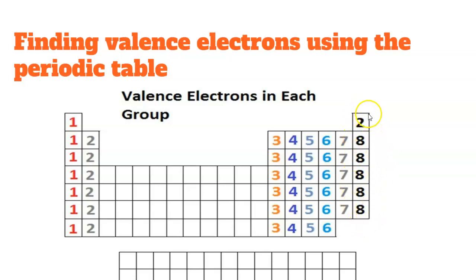This column over here is called the noble gases. Every element in this column has a full orbital. Therefore, they don't really bond. They're non-reactive because, again, they have full orbitals. They don't need to do anything to be stable. They're extremely stable already. So noble gases do not react.